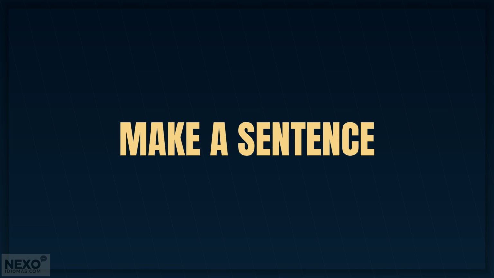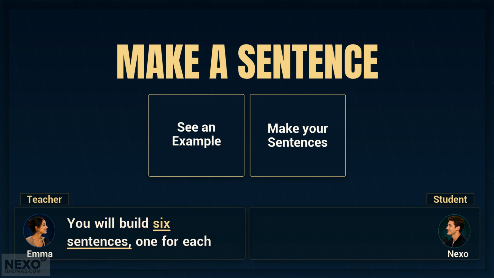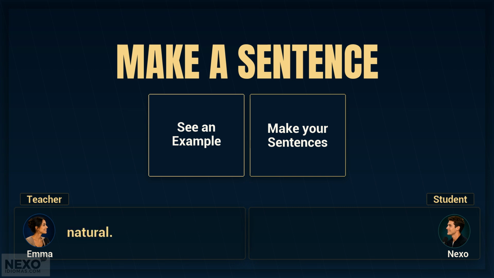Make a sentence. Now we start Make a Sentence. You will build 6 sentences, 1 for each main word, and you can use 20 helper words. Try to use there is and there are when it sounds natural. That sounds useful.